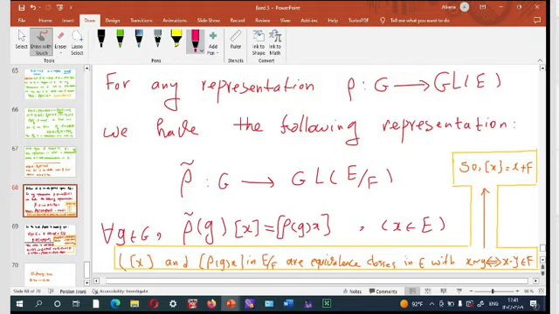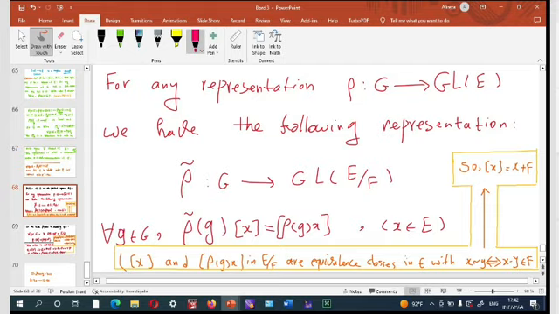Please note that rho g of x is an element of E, and so this equivalence class is an element of this quotient, so that this is well defined for any x in E. Please note that this class and this class in this quotient space are equivalence classes in E with this relation: x has this relation with y if and only if x minus y belongs to F. So the class of x is this quotient, x plus F.